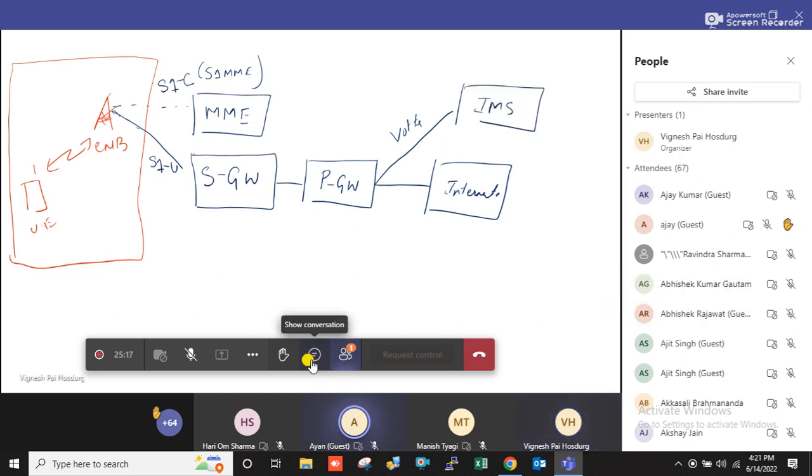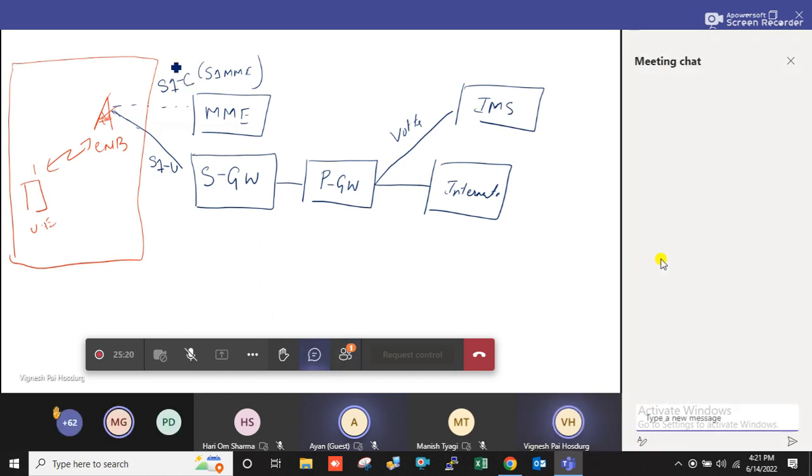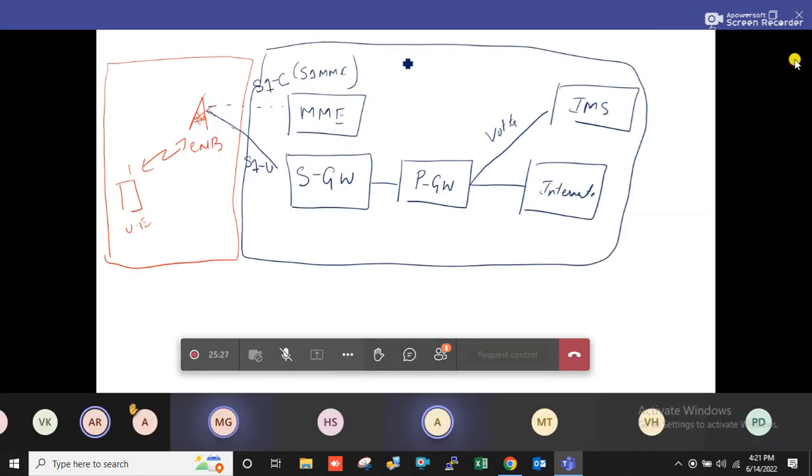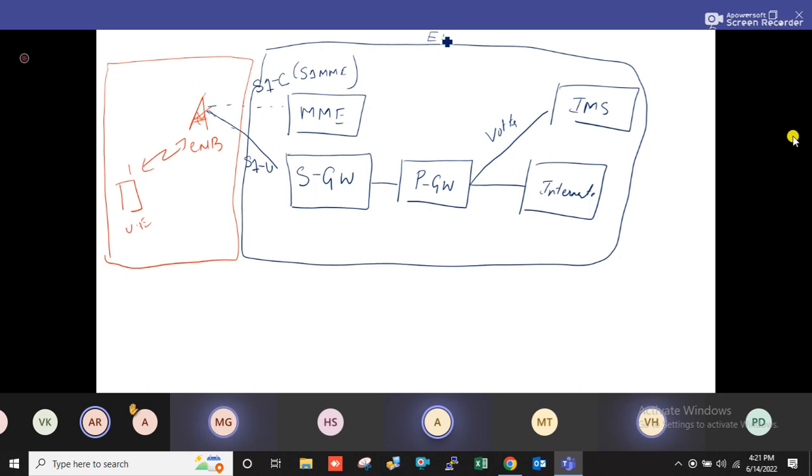Okay, and this put together, what do we call this as? We call this as EPC. Okay, EPC, not EPS, EPC. This is called as LTE. So it is also called as UTRA, UMTS terrestrial radio access network. Sometimes in literature you can see this also as SAE. Okay, system architecture evolution.